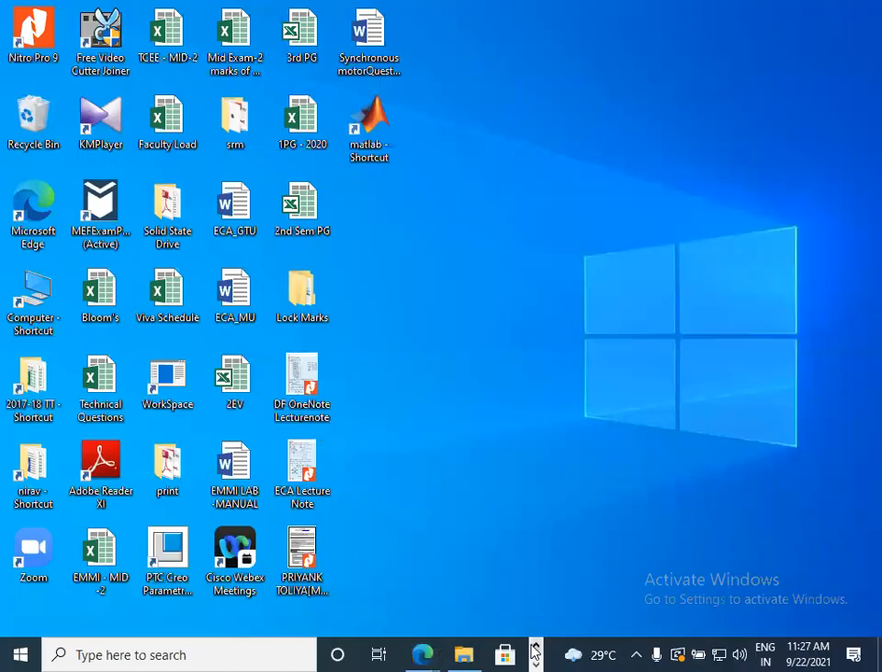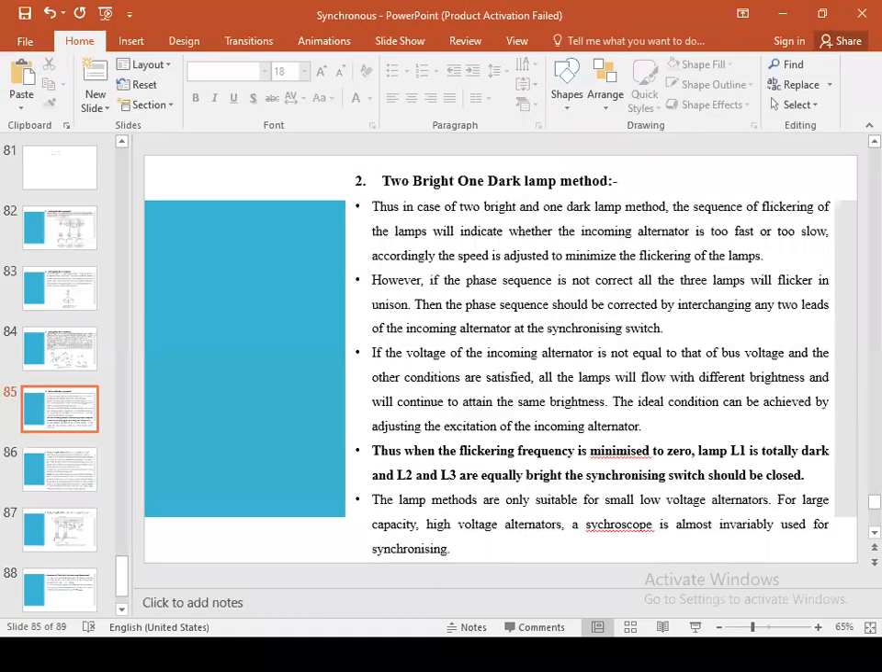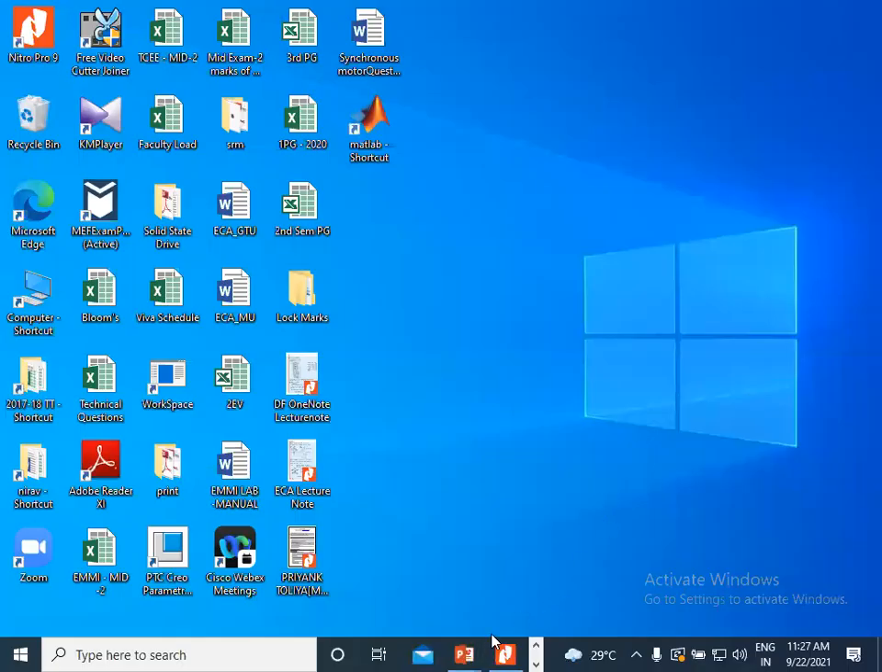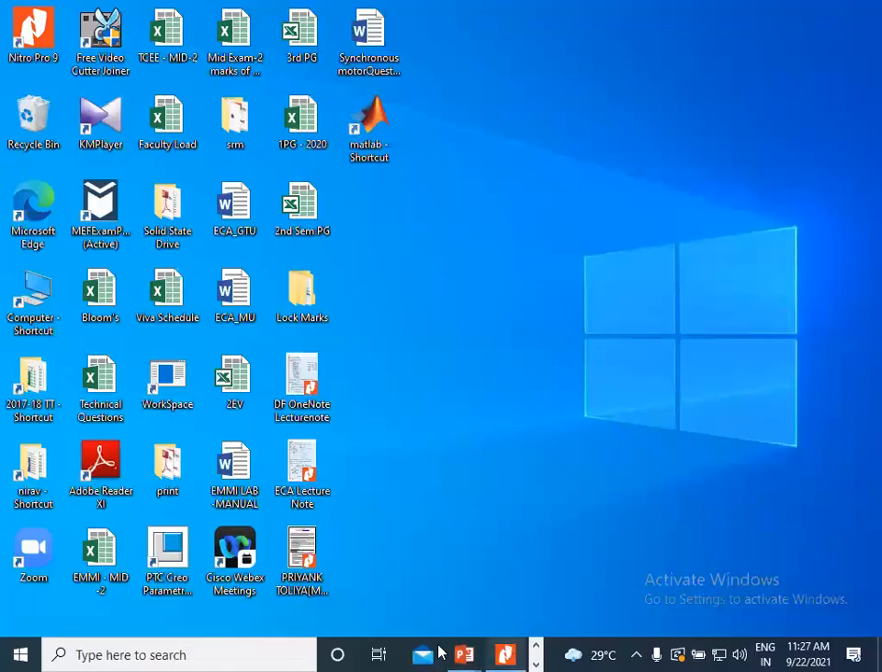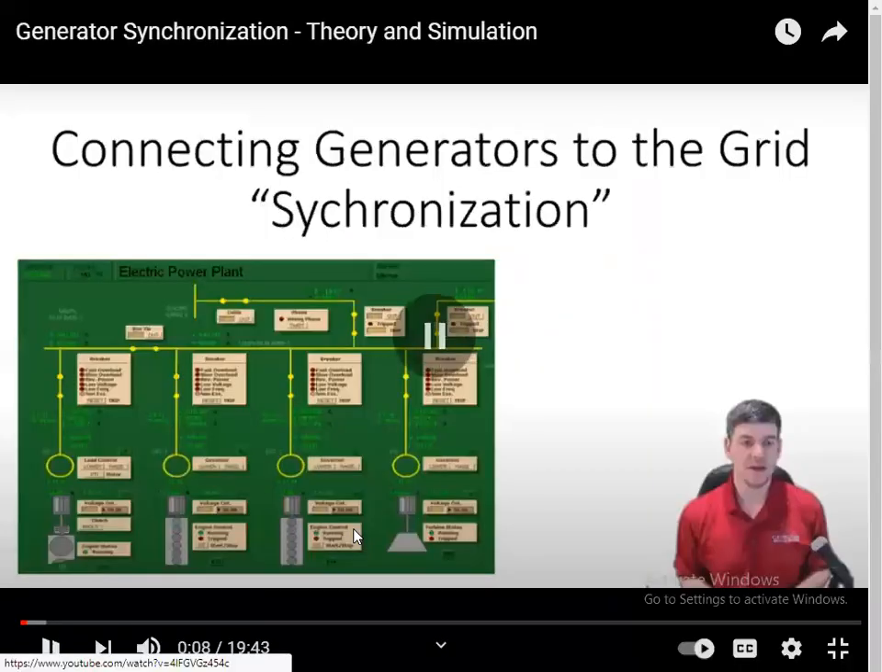So let's learn about the synchroscope, how it works, and then we will end the session. Okay, so this is module number 1. We're going to work on connecting generators to the grid. So in our last section, we left off.